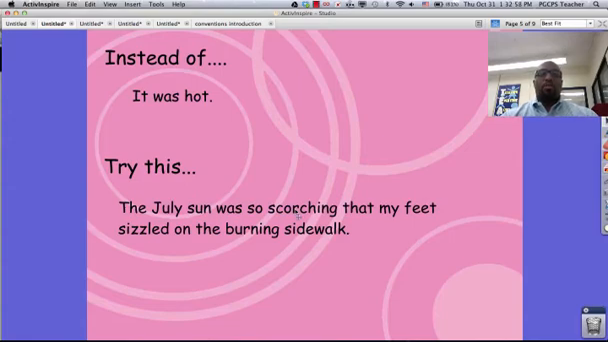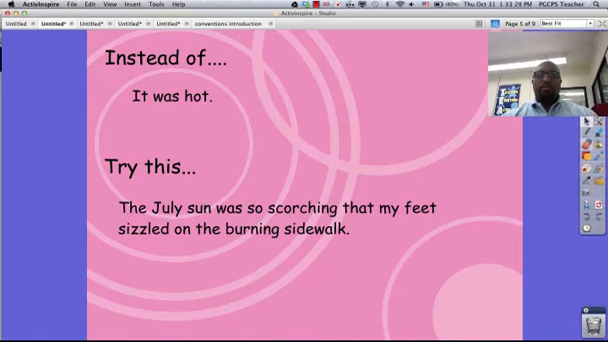If you look at our word choice, we use scorching instead of the word hot. We use burning to describe the sidewalk. We use July here to describe the sun. So using those adjectives and those descriptive words really allows the reader to visualize or understand how hot it was. So just saying it's hot is not good enough. But this sentence here is a better descriptive sentence, and the word choice is better to convey the feeling.